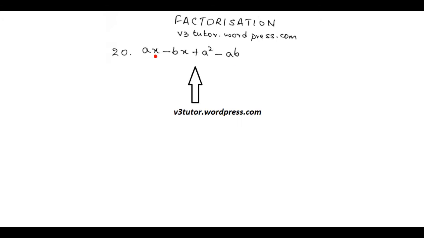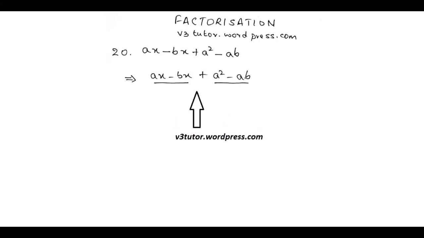So whenever you get problems of such type where it has 4 terms, 1, 2, 3 and 4, we employ the method of factorization by grouping. Now how do we do this? The first thing that you have to do is to group. That's why it's called factorization by grouping. So we group the first 2 terms and then we group the last 2 terms. So we group ax minus bx and a squared minus ab.